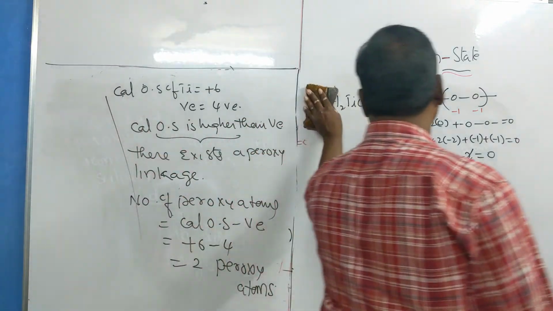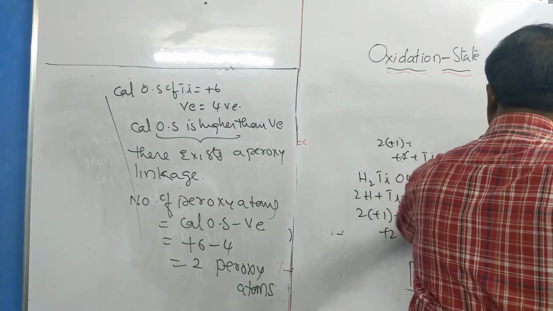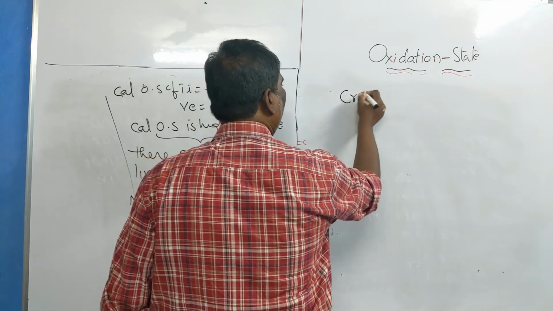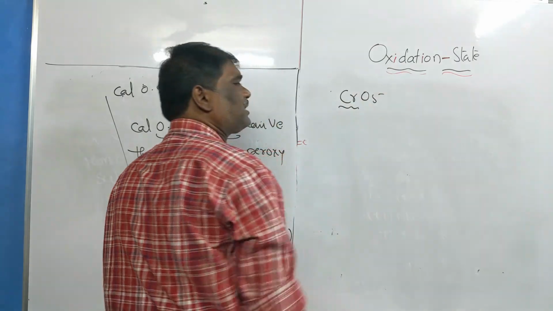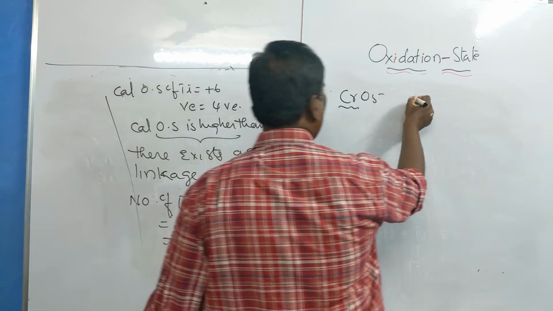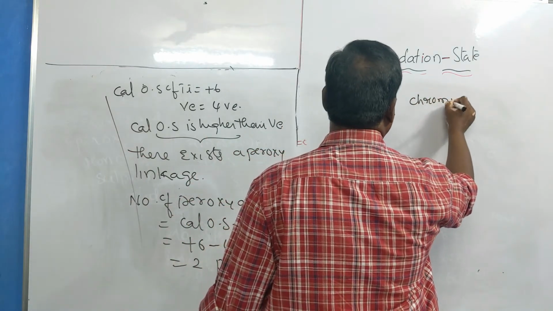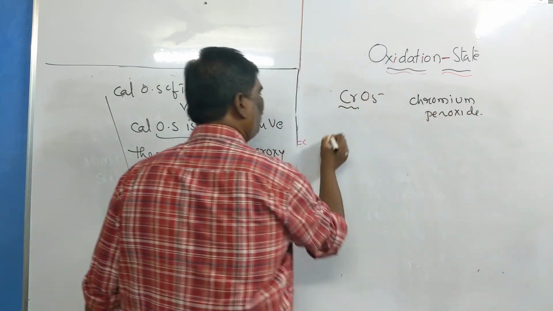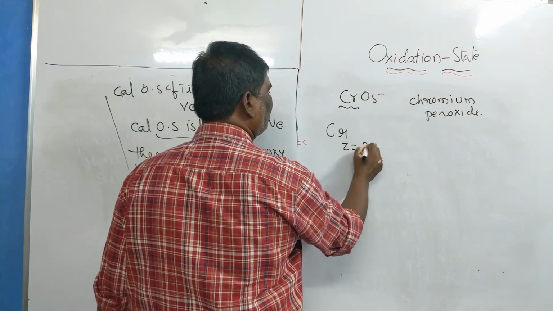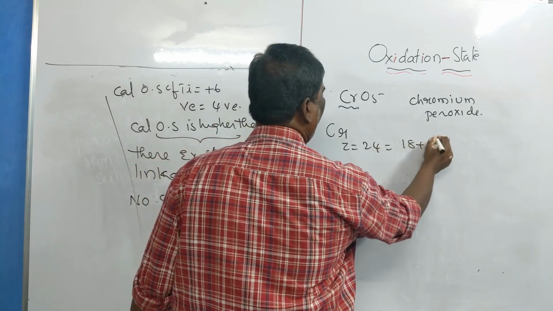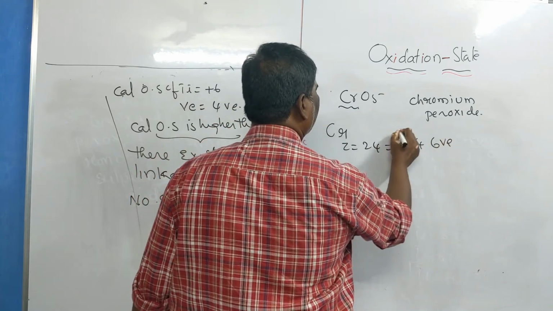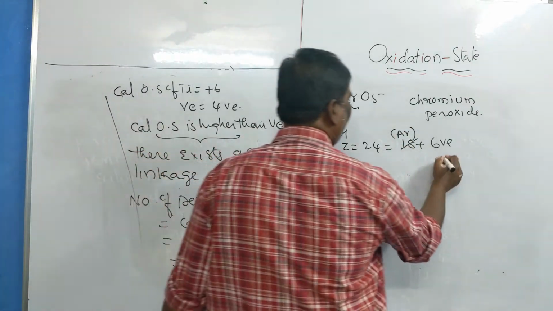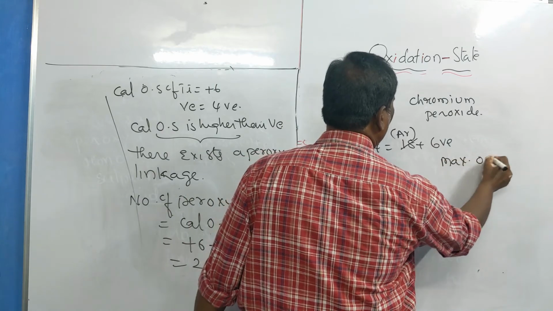Okay, the next one. Now we are going to discuss the oxidation state of chromium in this one. Of course, this is called chromium peroxide. Now one more point. Chromium's atomic number is 24. This is nothing but 18 plus 6. 18 represents argon. Along with argon, it has 6 valence electrons. This is the maximum oxidation state expected.